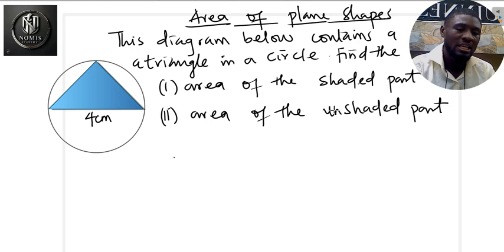Now, what about the area of the unshaded part? Now, we can see that inside the unshaded part, we have the shaded part. So what we are going to do is to calculate the total area of the circle and subtract the area of the shaded part from it. So let's get into the solution for that.